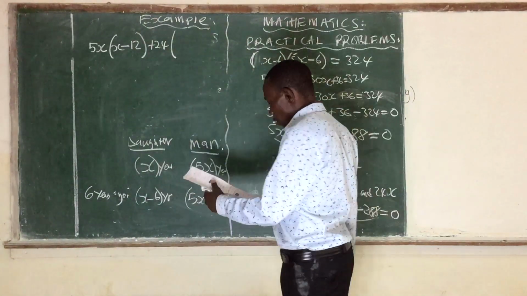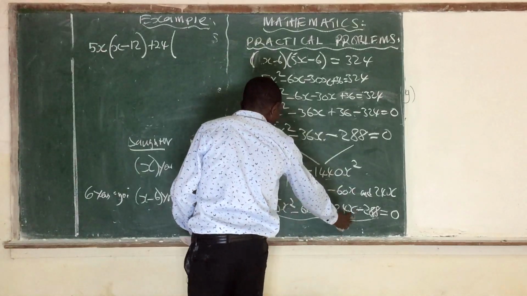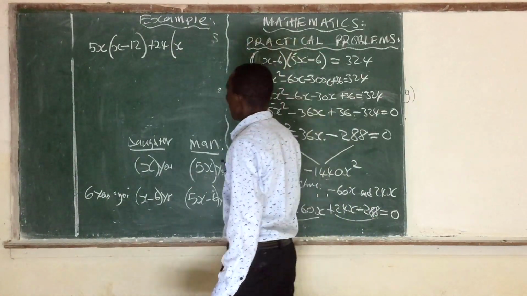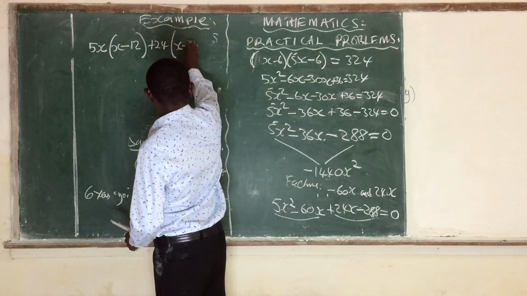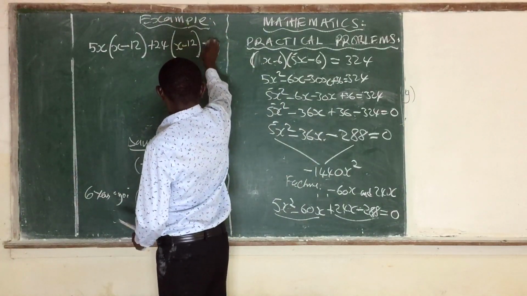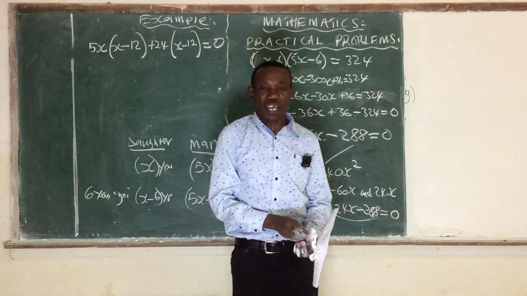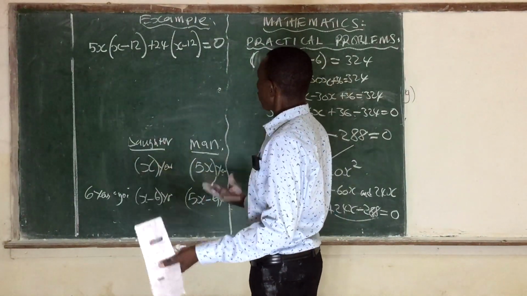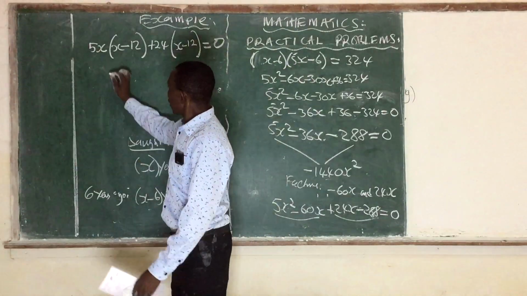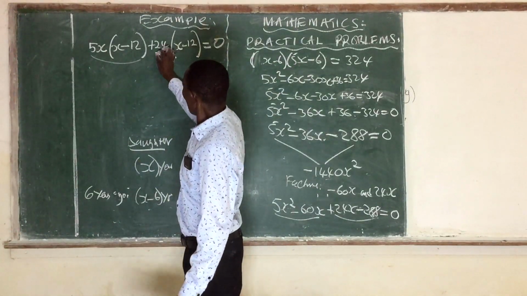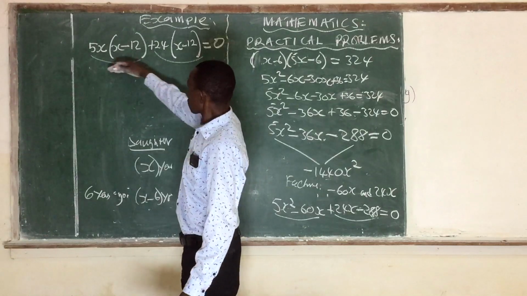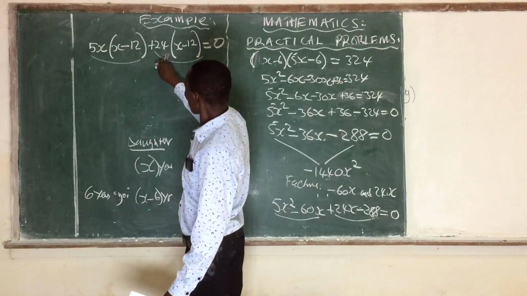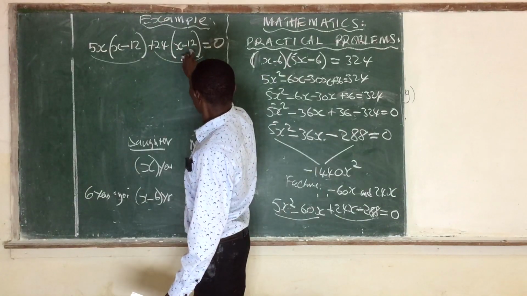So if you take that 24 getting into 24x, the answer is x. And also 24 getting into 288, the answer is negative 12. And this one should be equated to 0 like that. Right. So from there, where do we go? Look, this expression and this expression. The two expressions, 5x open bracket x minus 12, and this other one, 24x minus 12.